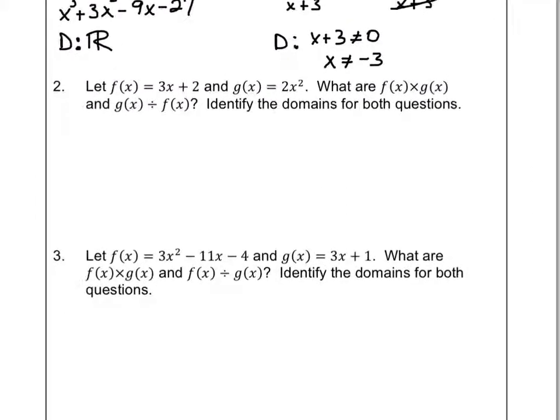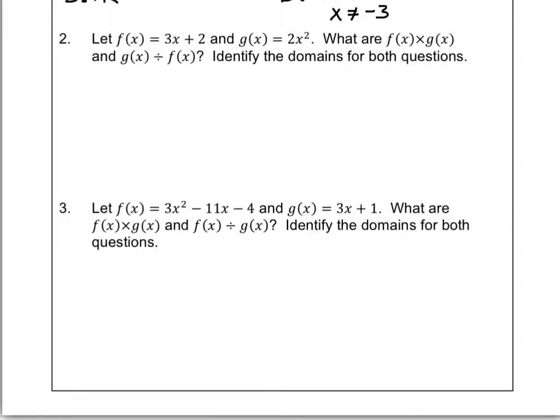Okay, let's take a look at example number 2 now. We've got f of x is 3x plus 2, g of x is 2x squared. What are f of x times g of x and g of x divided by f of x? So, f of x times g of x. F of x is 3x plus 2 times g of x, which is 2x squared.